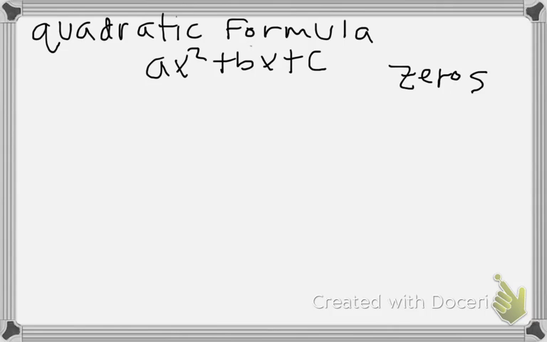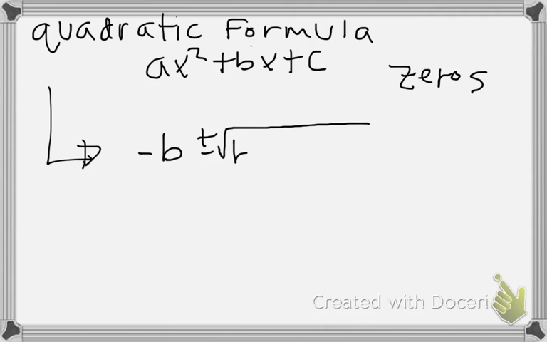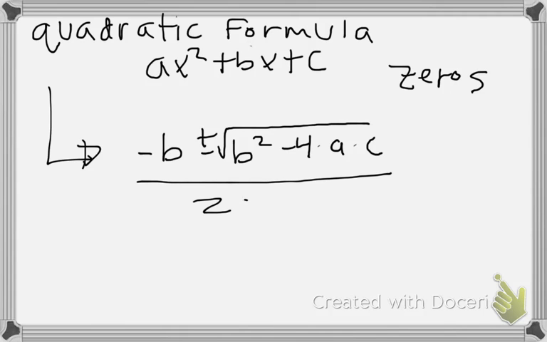So, it's important that you memorize or at least write down this equation, which is the quadratic formula. It is the opposite of b plus or minus the square root of b squared minus 4 times a times c, all over 2a. This might seem extremely complicated, but it's not as complicated once you put it into practice.